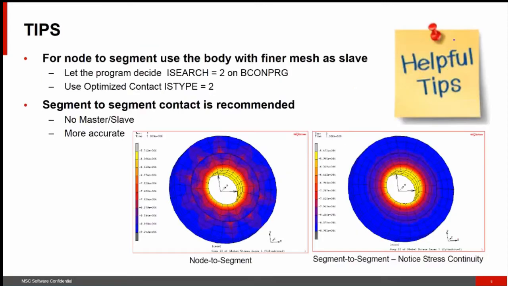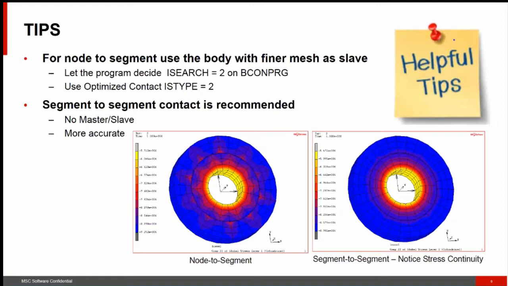So some of the tips actually as far as using contact analysis and which method is better, although both methods are accurate, but generally, as I mentioned, we recommend segment-to-segment. Now, if you're using node-to-segment, sometimes it's hard to define what body to pick as slave and which one is the master. The rule of thumb is to have the body with the finer mesh as the slave and the one with the coarser mesh as the master.